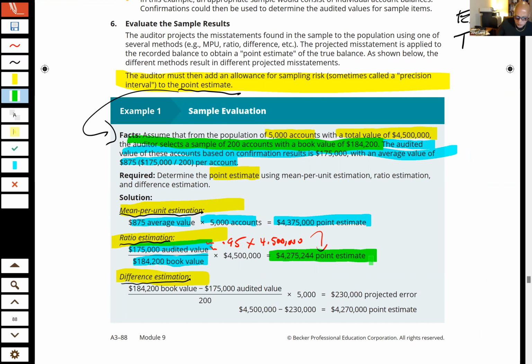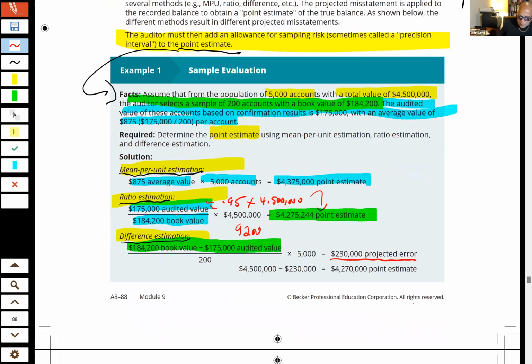And so what they do here is they say, well, the difference here between the 175 and the 184, and I think that ends up coming out to be about 9,200. So you have 9,200 difference there divided by the 200 items times 5,000 gives you a projected error. And then since the audited values were less than the book value, you subtract that projected error from what the client was reporting. And that's how you come up with this point estimate.